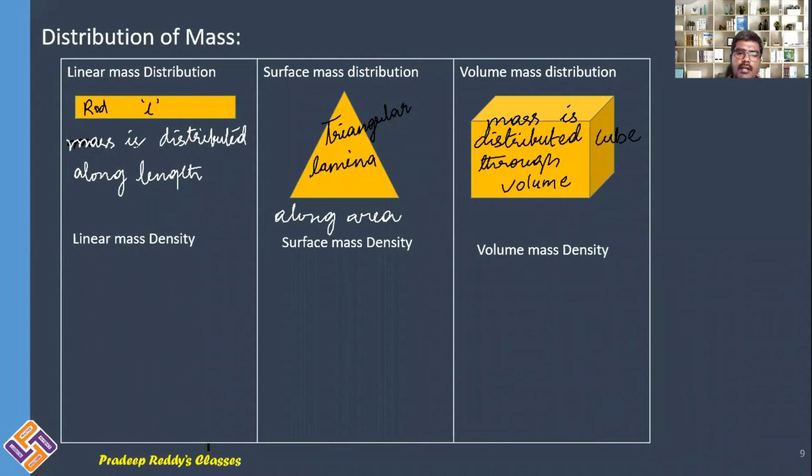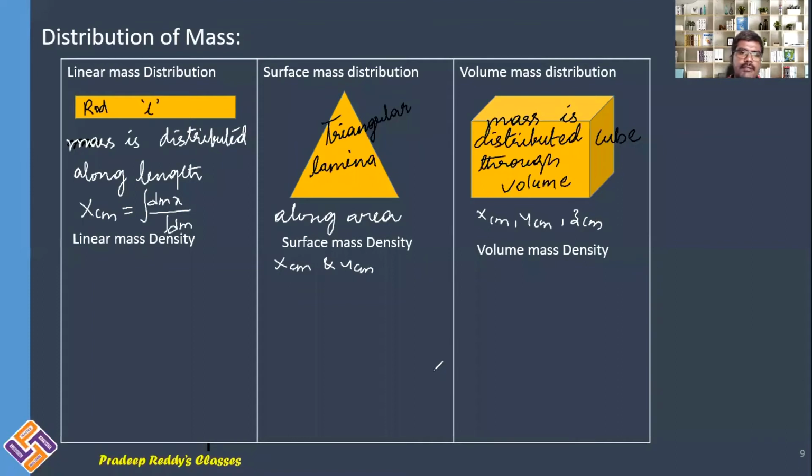So if it is only along one dimension, you will just write xcm, which is equal to integration x dm divided by integration dm. But here you will be getting xcm and ycm. And here you will be getting xcm, ycm, and zcm. All the three non-zero positions you will be getting for center of mass.